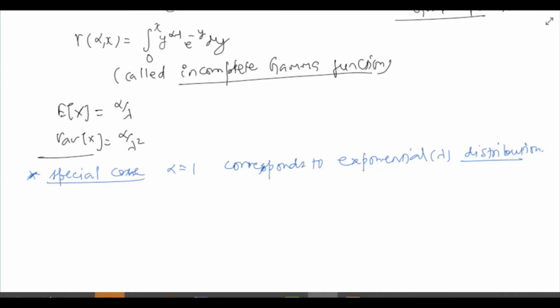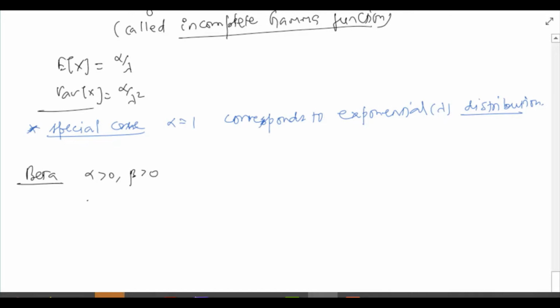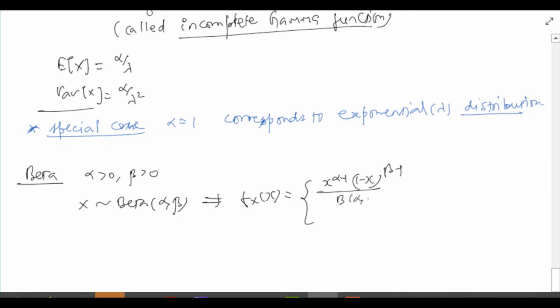The next distribution that we will see is called beta distribution. As in case of gamma distribution, we consider two constants alpha and beta, both positive again. So for alpha and beta positive constants, we say that a random variable x is beta distributed with parameters alpha, beta if it has density f_X(x) equal to x raised to alpha minus 1, 1 minus x raised to beta minus 1, divided by B(alpha, beta) for all x in (0, 1), and it's 0 otherwise.